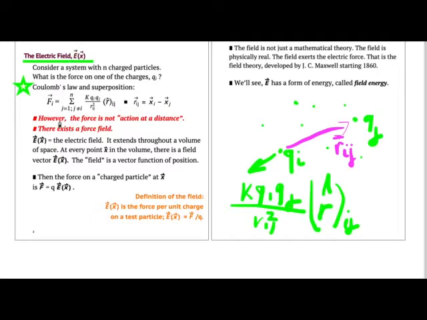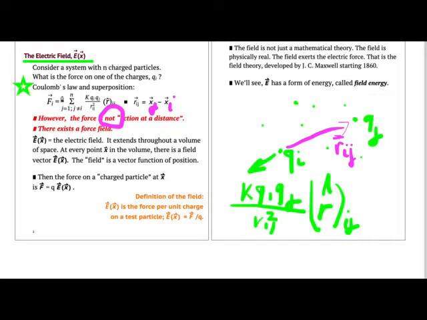Now, the force is not action at a distance. There exists a force field. And E of x is the electric field. It's a force field. Actually, I have this wrong. This is xj minus xi is Rij. Xi plus Rij is xj.